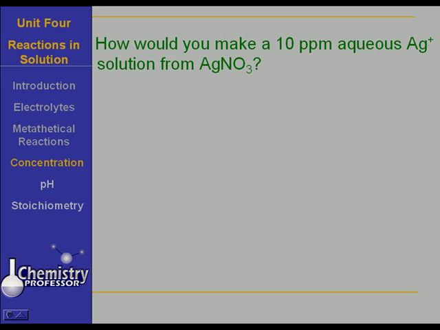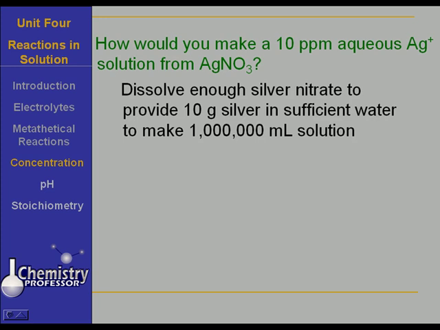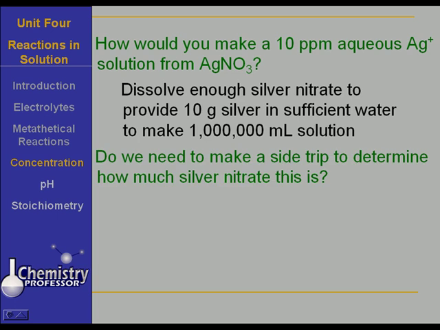How would you make a 10 parts per million aqueous silver ion solution from silver nitrate? Well, you dissolve enough silver nitrate to provide 10 grams of silver in sufficient water to make 1,000,000 milliliters of solution. But you probably wouldn't get by with just writing that down as an answer, would you?